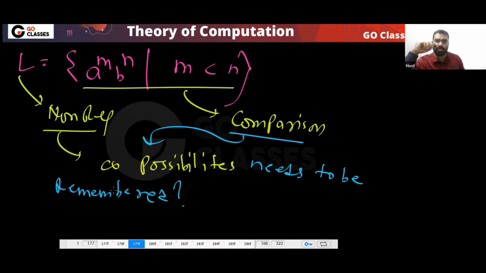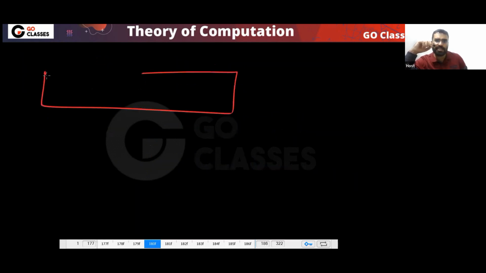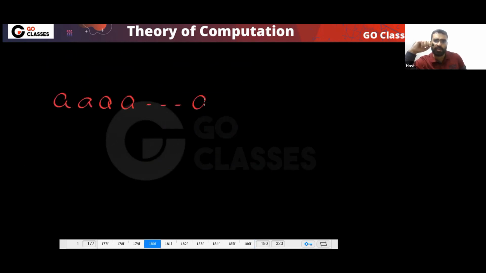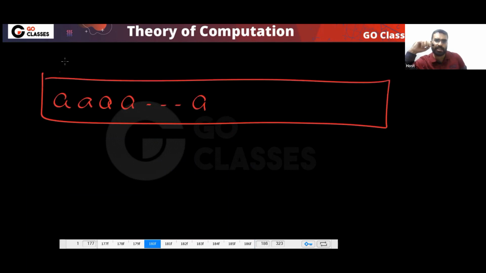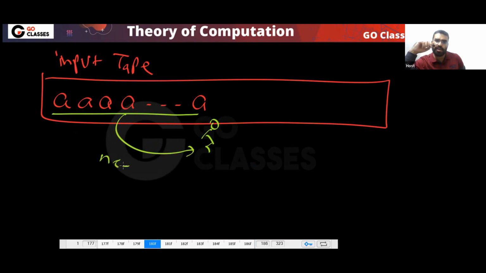So these infinite possibilities you need to remember. For example, do you need to remember this exact number of A's? Just tell me this point. At this point, do you need to remember this exact number of A's? Yes or no? Correct. You need to remember this exact number of A's.